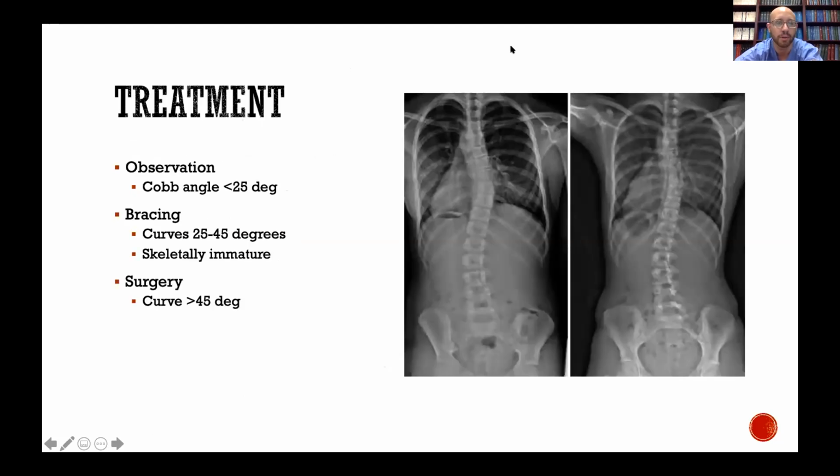If you remember, anything less than 25, we can observe, and we'll get radiographs either yearly, or if they're closer to that 25 degrees, we might get them every 6 months. Once they get past that 25-degree curve, anywhere from 25 to 45, and still a skeletally immature patient, then you can do bracing. And if they're past 45 degrees, then you want to do posterior spinal fusion.